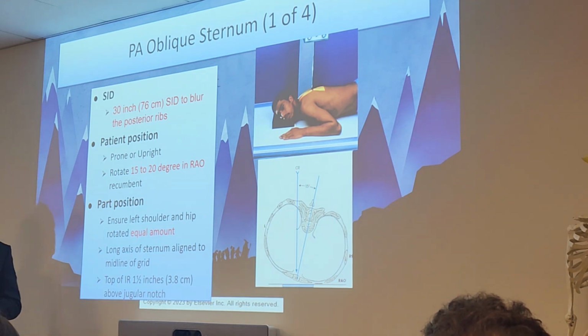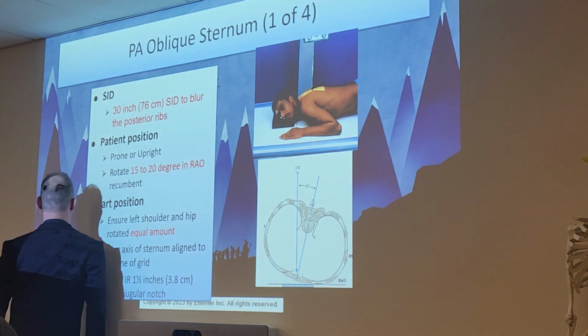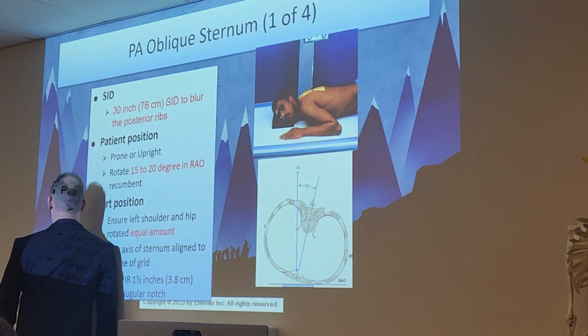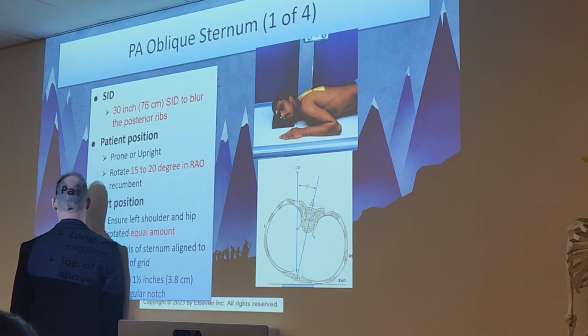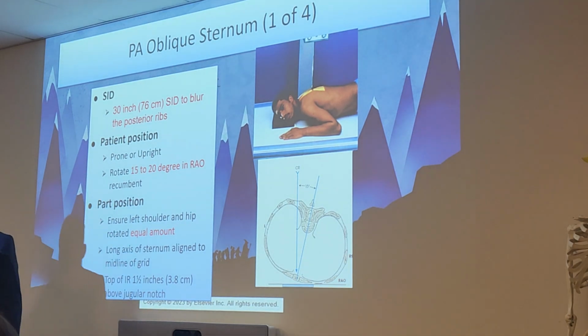So ensure that left shoulder and hip are rotated equal amounts, because you can do this, guys. People can turn their shoulder, not turn their waist. You want to turn the whole body. Make sure it's in the same plane, otherwise it's going to look wonky on you. It's not going to look very good. You said that it blurs out the posterior ribs.